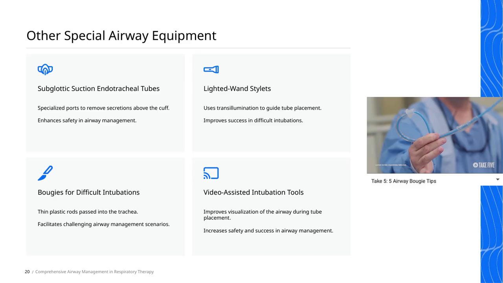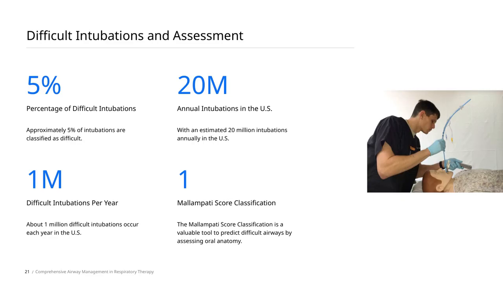Finally, subglottic suction endotracheal tubes are equipped with special ports that allow us to remove secretions above the cuff. This feature helps prevent complications like ventilator-associated pneumonia and keeps the airway clear, contributing to overall better patient safety. All of these tools are integral parts of a comprehensive approach to airway management, helping us achieve safer, more effective interventions for our patients. Now, let's take a closer look at some of the challenges we face with difficult intubations and how we assess airway management.